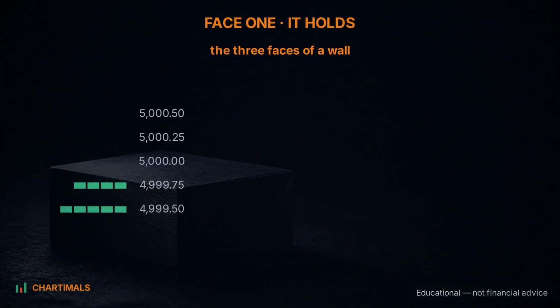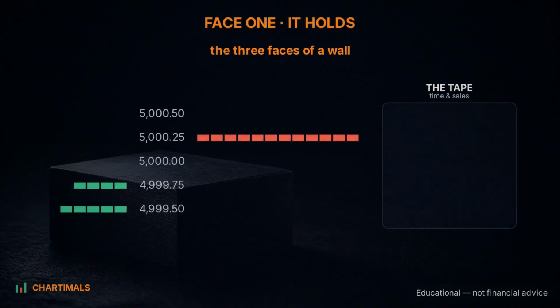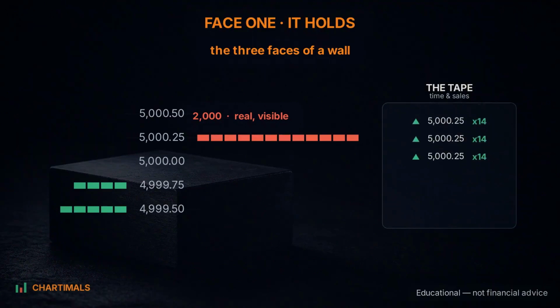Phase 1. The wall that holds. Sometimes a wall is exactly what it looks like, a real, enormous order from a seller who means it. The buyers throw everything they have at it. The tape floods green, print after print, and the big number on the ladder slowly gets eaten down. But there is so much of it that the price does not budge, not one tick, until it's all done.